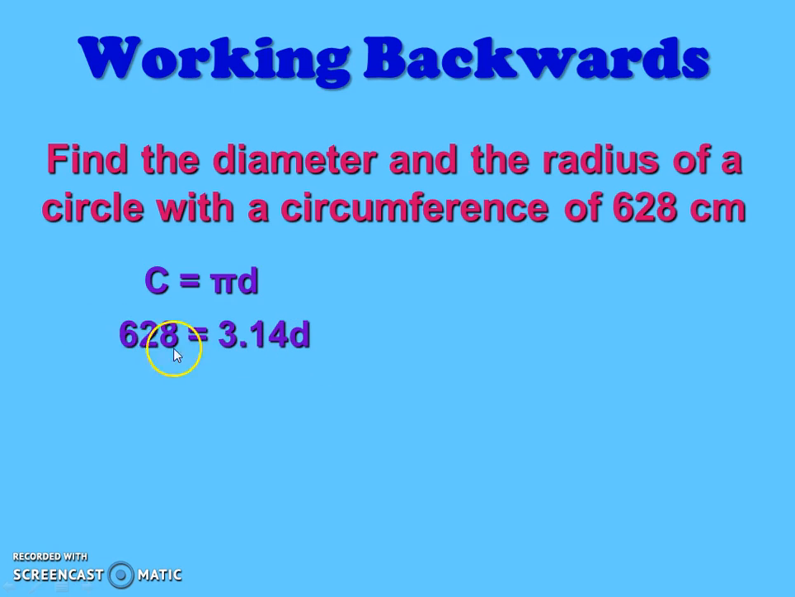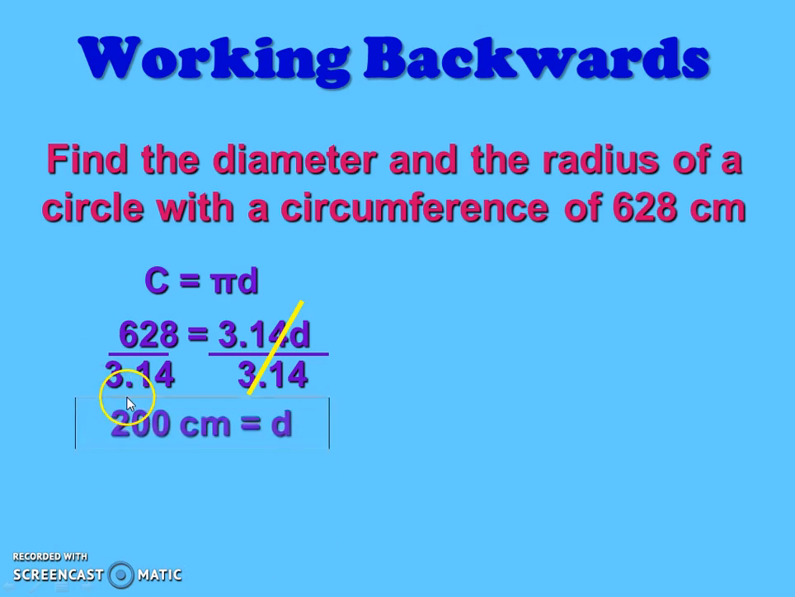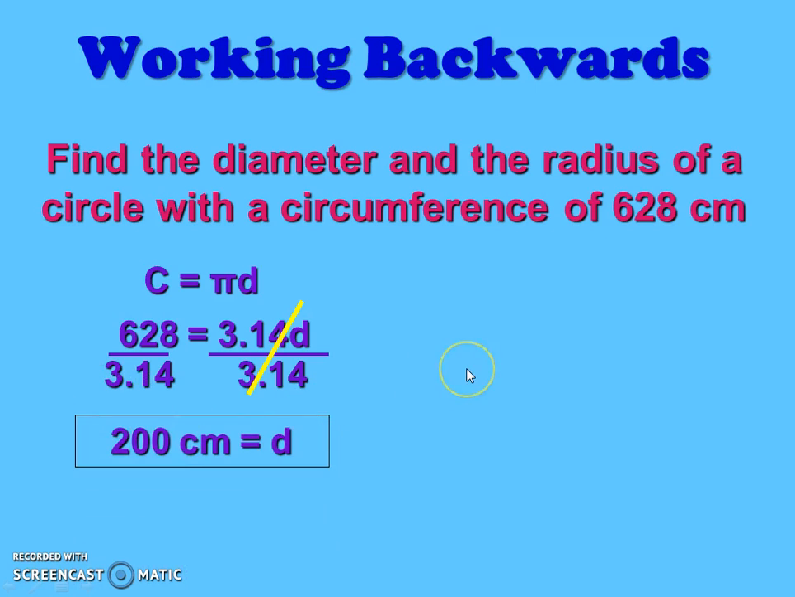So the only piece of this equation I don't know is the diameter. Now this is a basic one-step equation to solve. You guys have done these before. 3.14 is currently being multiplied by the diameter. So if I want the diameter by itself, I need to undo this by using inverse operations. So I'm going to divide both sides by 3.14. It's going to cancel out over here, and I'm going to be left with d equals, and then just type this into your calculator, and we're going to get 200 centimeters.